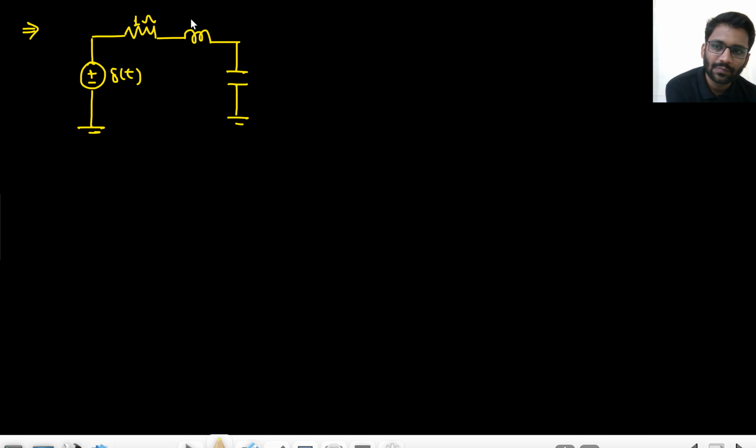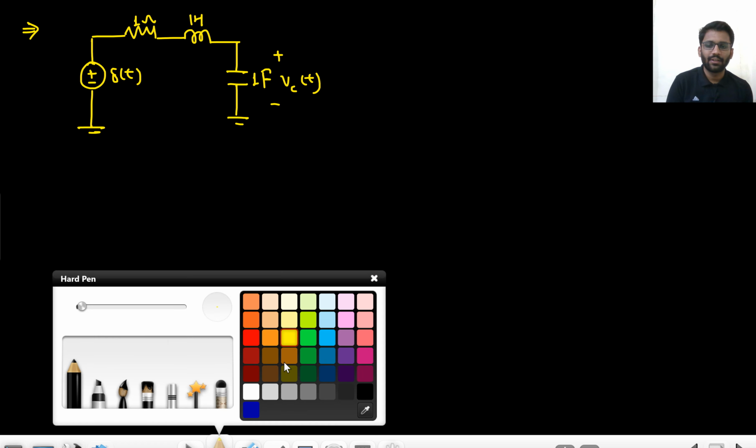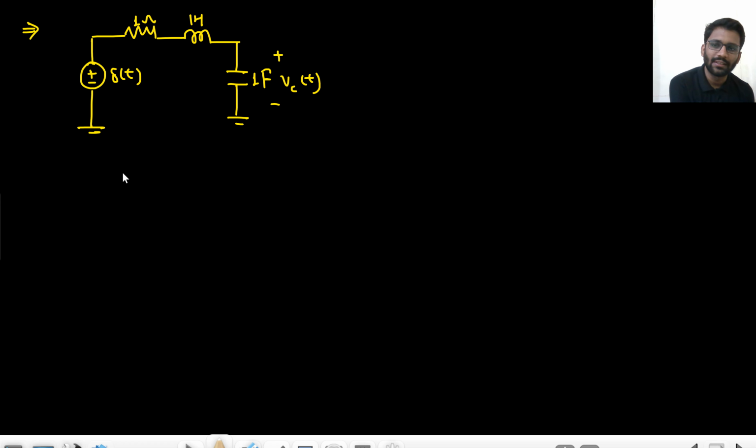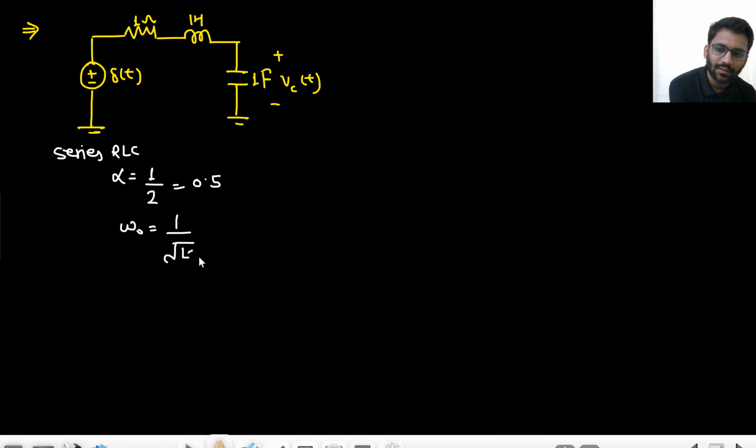1 ohm, 1 Henry, and 1 Farad. This is VCT we are talking about. First tell me what is the value of alpha. This is a series RLC, so alpha is R by 2L, that would be 0.5. What is the value of omega naught? That is 1 by root LC, that will be 1.